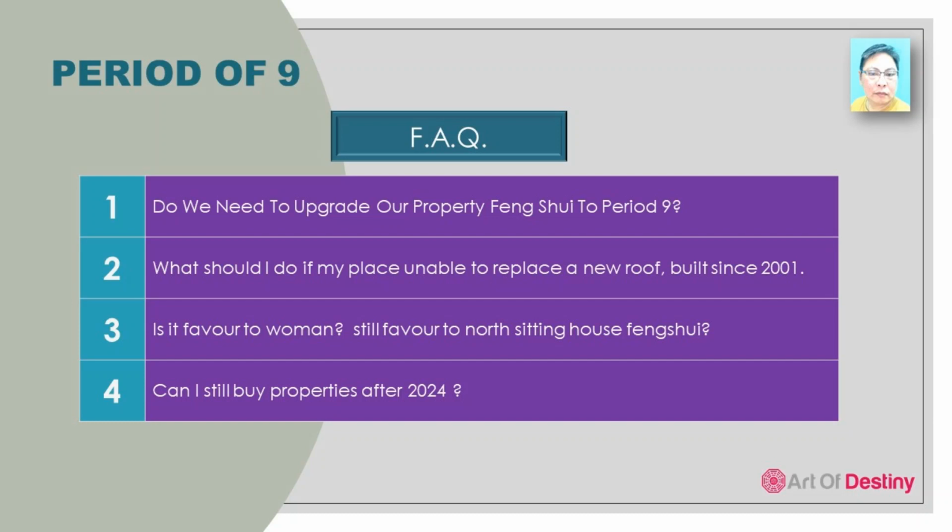But if after the audit you find that you're going to have bad energy coming into period 9, then you need to do something about it. Of course, right? Now, why is it true? What I'm trying to say here is that it's not always necessary to upgrade your Feng Shui into the timely period. The reason is because of this.